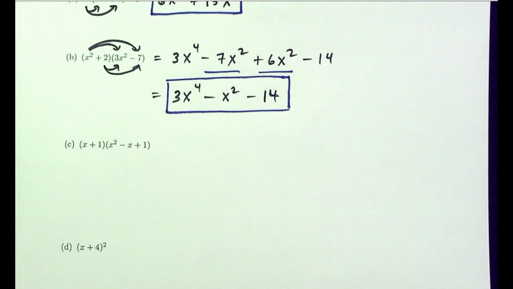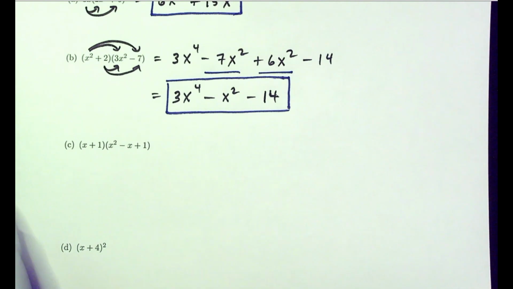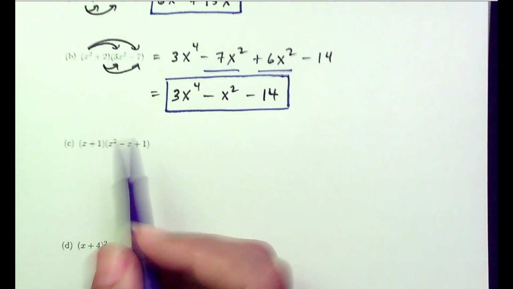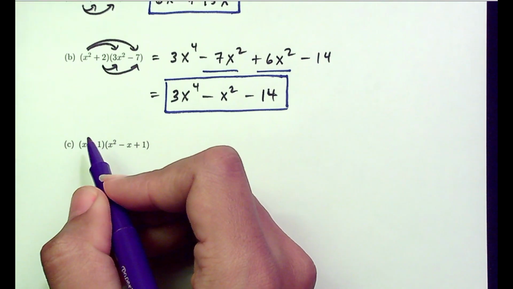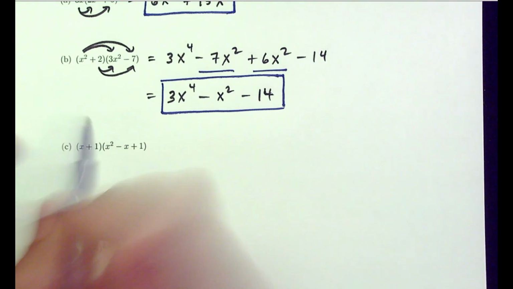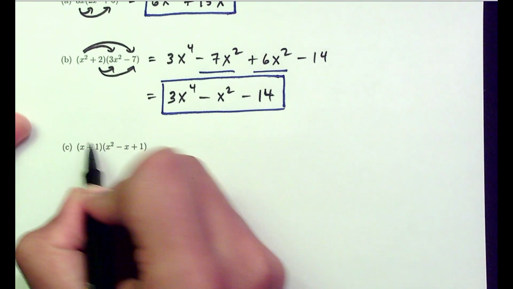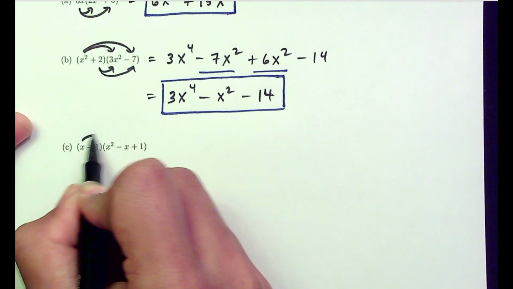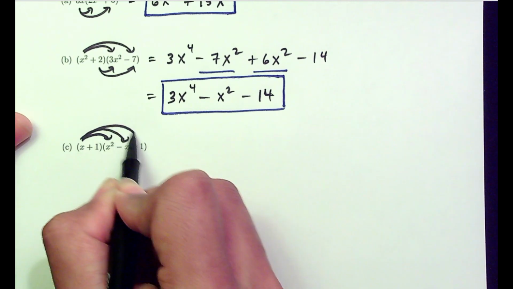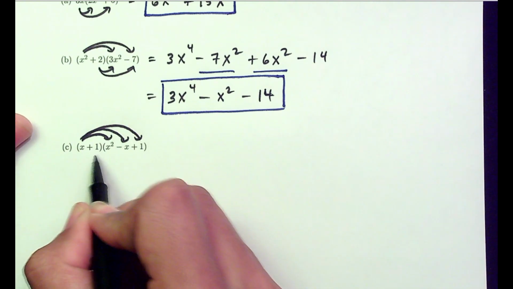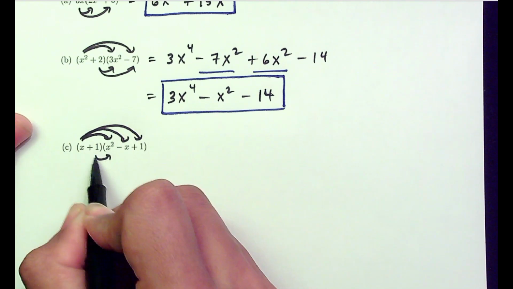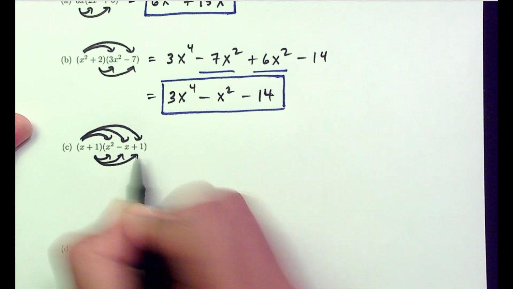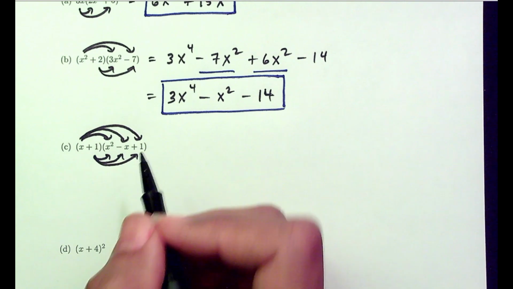Alright, now let's do the next one. Okay, let's multiply this one. Same thing. Distribute each and every term on the first parentheses over the second parentheses. So we're going to distribute the x first. You have to do it over everything in the second parentheses. So distribute that x times x squared, x times minus x, x times 1. And then we have to do it for the next term, this one. So 1 times x squared, 1 times negative x, 1 times 1. Okay, so you have to do all those arrows.